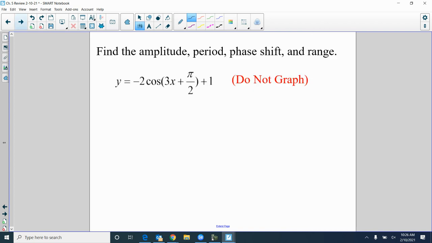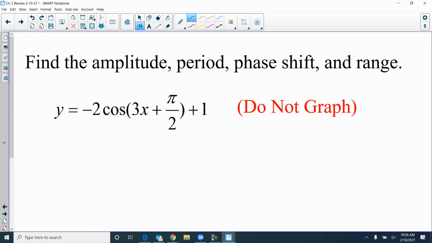All right, go ahead. Take a look at this one. Do not graph this. This is another way we can ask you a question. Do not graph this. I want the amplitude, the period, the phase shift, and I want the range. All right, see what you come up with.